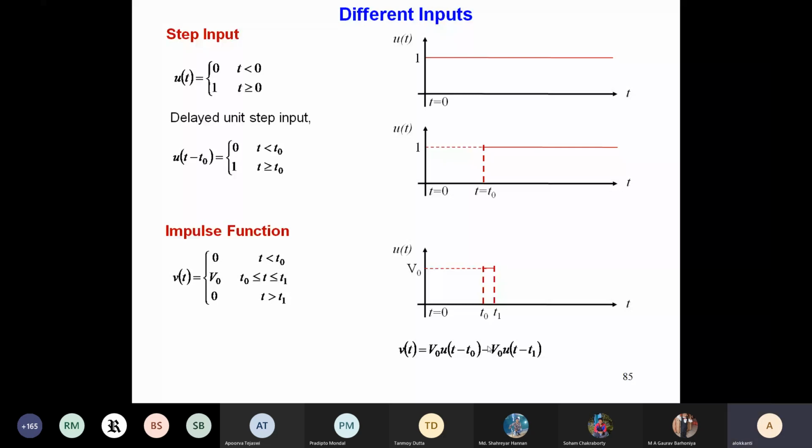Sir, in the last expression for the impulse function, if we put t equal to t naught, it is not reducing to 0. No, u(t minus t naught), that last term will stay.